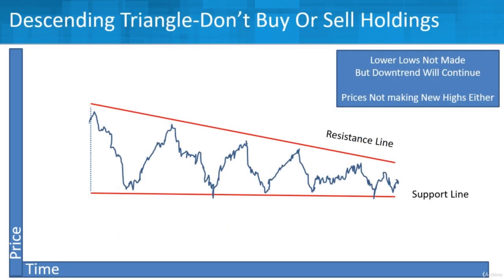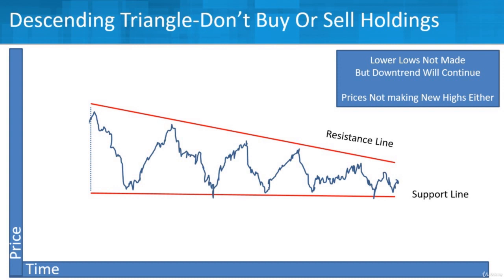Now in a descending triangle, it's the same concept, just the other direction. You see how our support line now is horizontal, and our resistance line has a downward slope, and a downward trend leading into it. Again, it's a continuation pattern. So the lower lows are not made, but the downtrend will continue as it trades within that and converges in there. But the prices are not making new highs either. The prices are starting to narrow and get closer down.